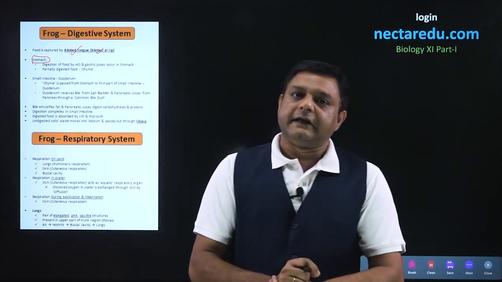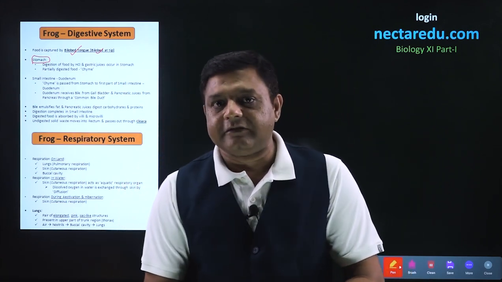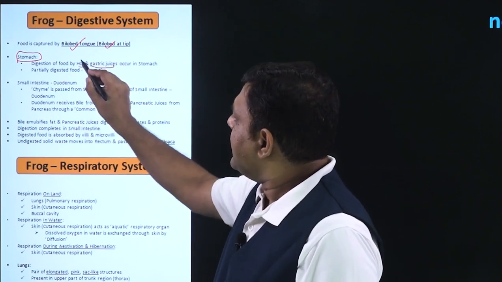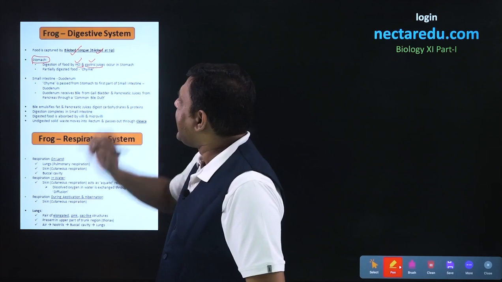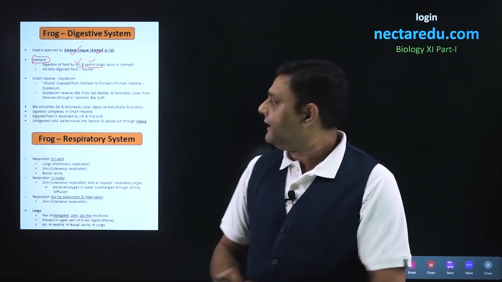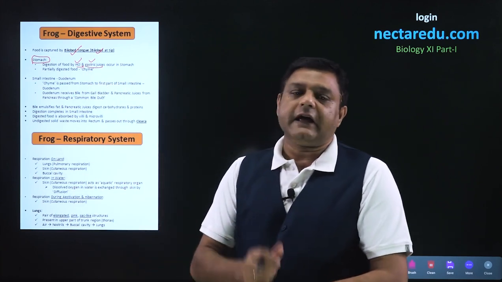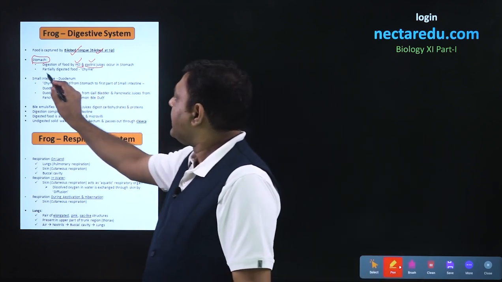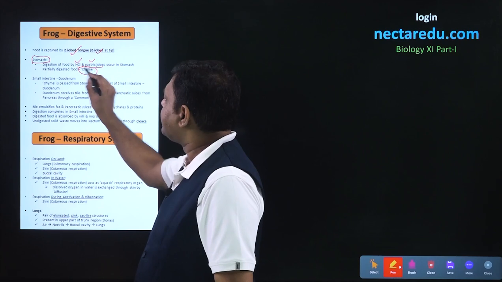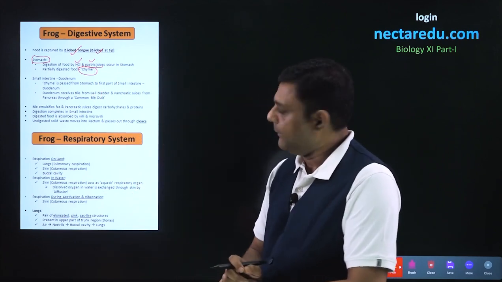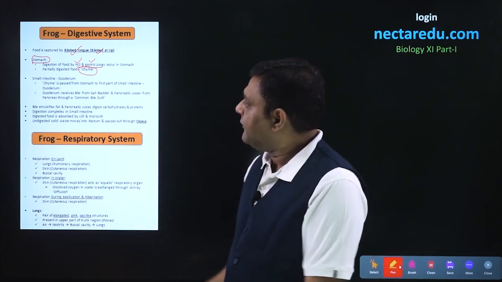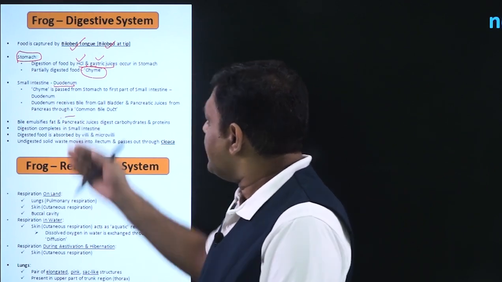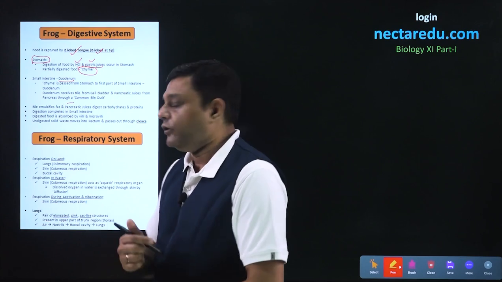Now, in the stomach, there will be secretion of enzymes as well as secretion of HCl. So, this HCl and gastric juices secreted will act on the food and the food will become partially digested, and we call partially digested food chyme, CHYME. Now, this chyme will move into the small intestine, which is the duodenum. So, finally, chyme reaches the duodenum.